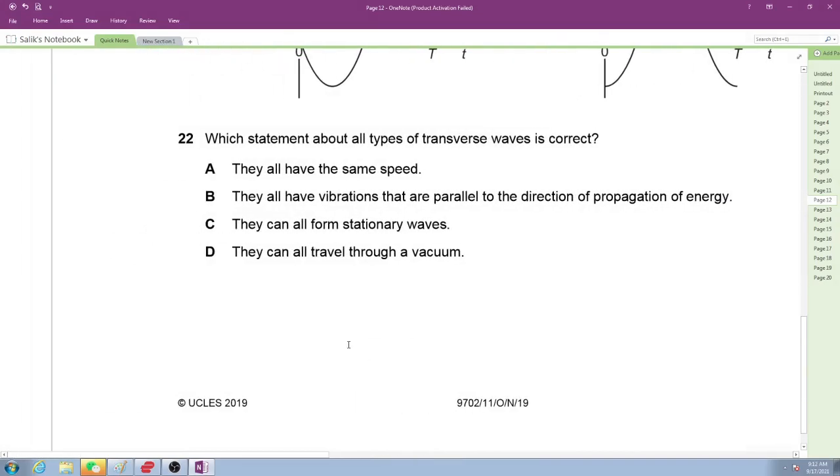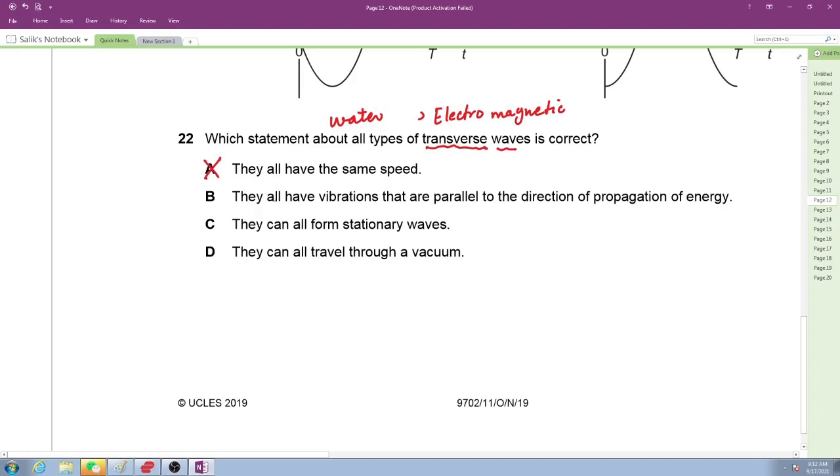Next question is about waves. Which statement about all types of transverse waves? Many students are confused about transverse waves here. It is not given to us that these are electromagnetic, so be careful. Water waves and light waves are both transverse; light waves are electromagnetic and water waves are also transverse. Do they all have the same speed? No, speed is different for transverse waves.